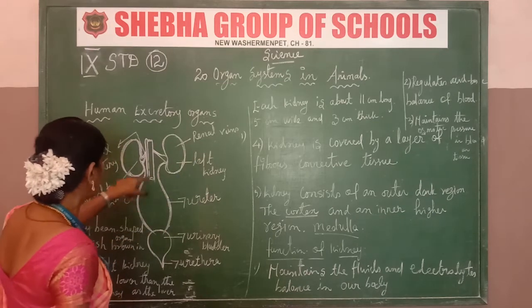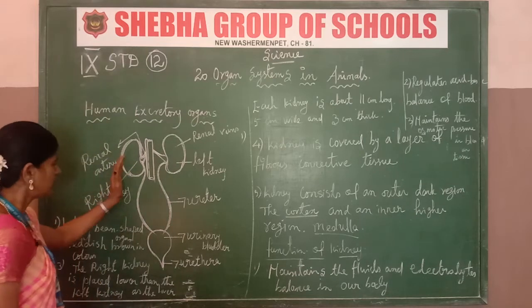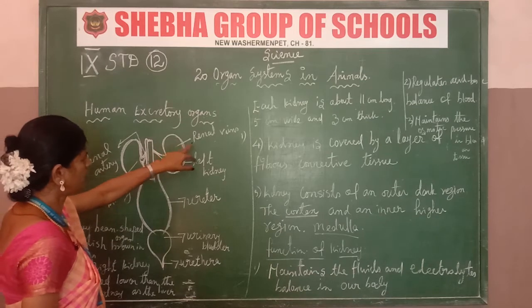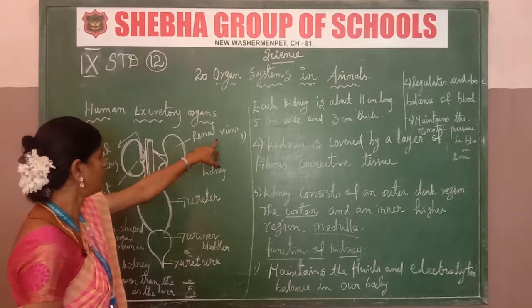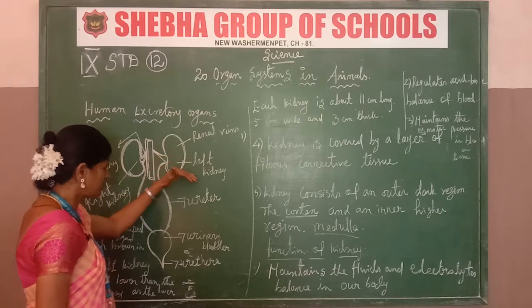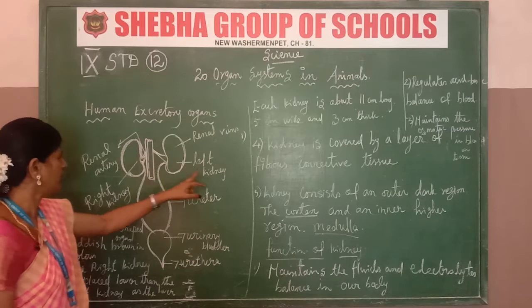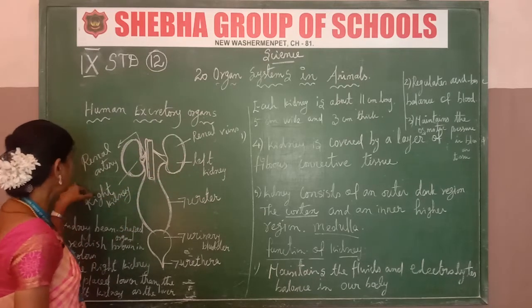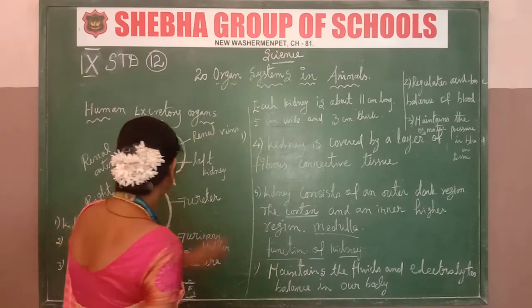First of all, a bean-like structure, the kidney shaped, reddish brown in color. At the top are the renal veins. Just below are the left and right kidneys, two kidneys as a pair. The renal artery and renal veins are present on the upper side.